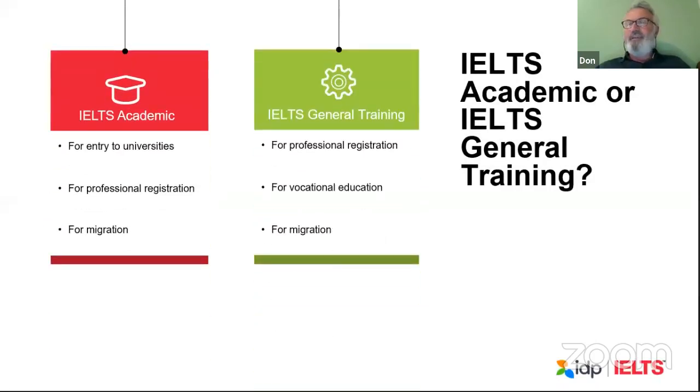So I mentioned before that there are two types of IELTS test. The academic test, as I said, is for universities. Also, if you are an overseas trained doctor or nurse or accountant and you want to practice in an English speaking country, you will need an academic IELTS score. If you want to migrate to one of those countries, you will be asked for a score, but it can be academic or general training. And the general training is a different sort of test. The reading is different and the writing is a little bit different.